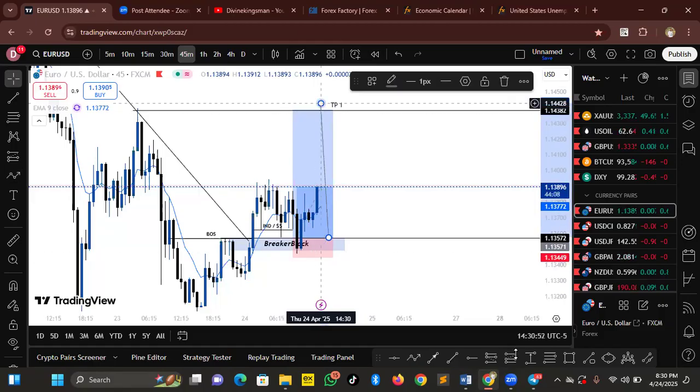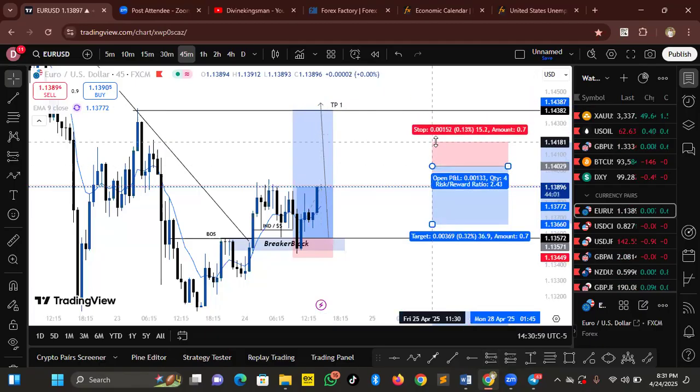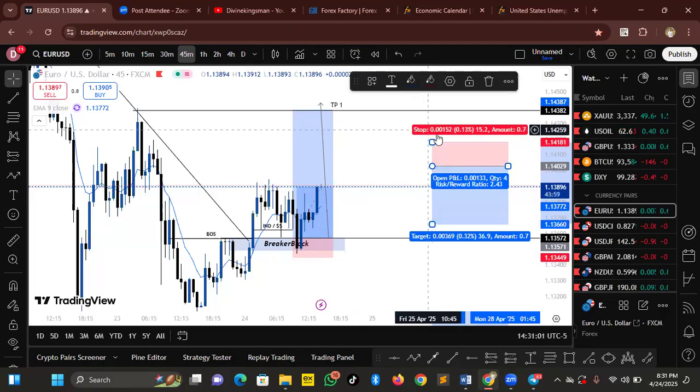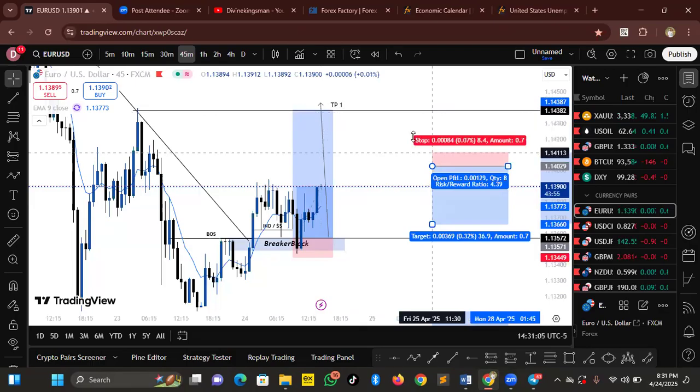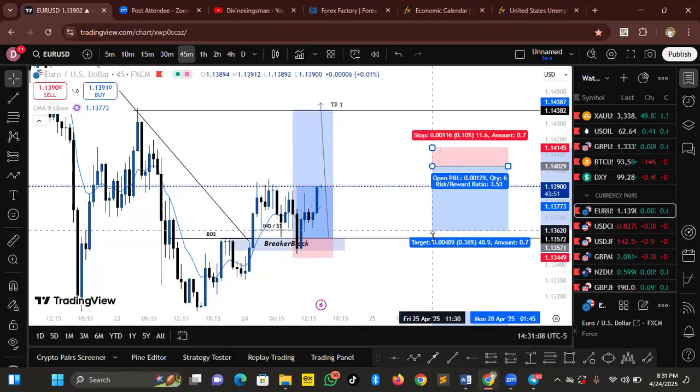Now this is for a buy. If you're entering for a sell, you can see the stop is straight here. So this is the amount of money you're willing to risk here. You can really adjust it, depending on how much you're willing to risk on every trade. And then this is your take profit. You can see it showing the target.